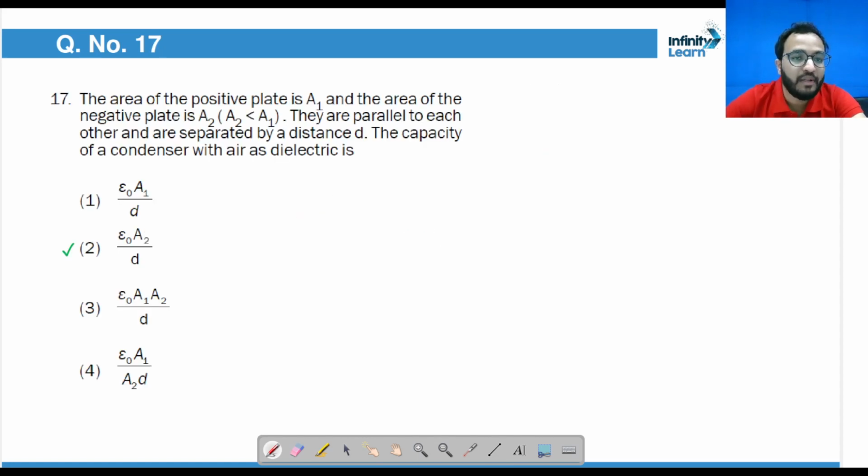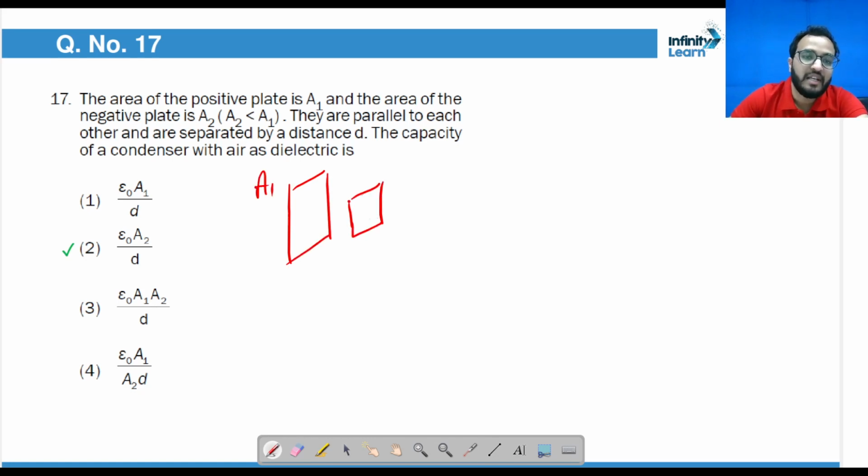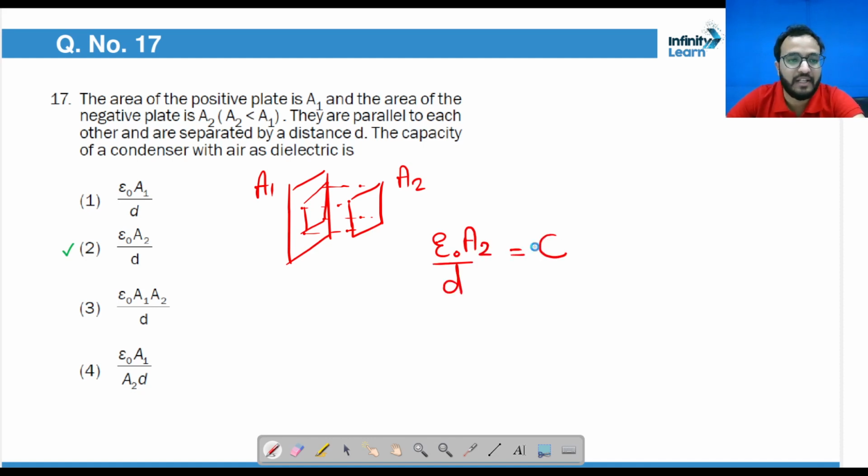The area of the plate. Okay, suppose you take two capacitors, one with a lesser area, one with a greater area. We are concerned only with the areas which are superimposing. Okay, that's it. So technically here also we will consider A2 only. So epsilon naught A by d, in this A2 will be the answer, right?